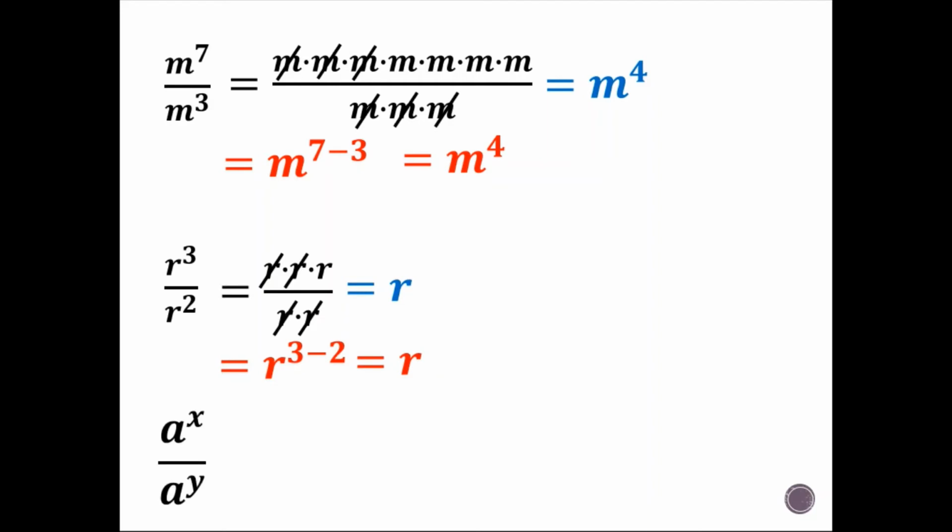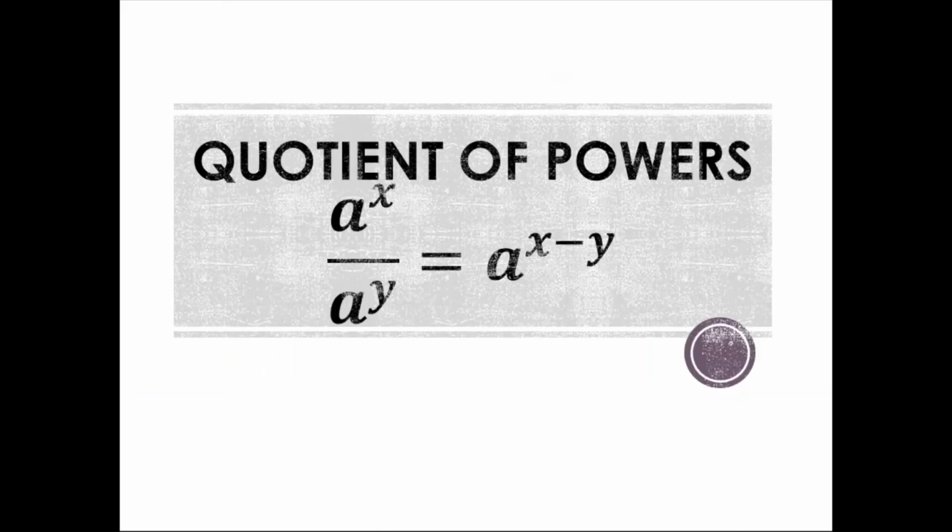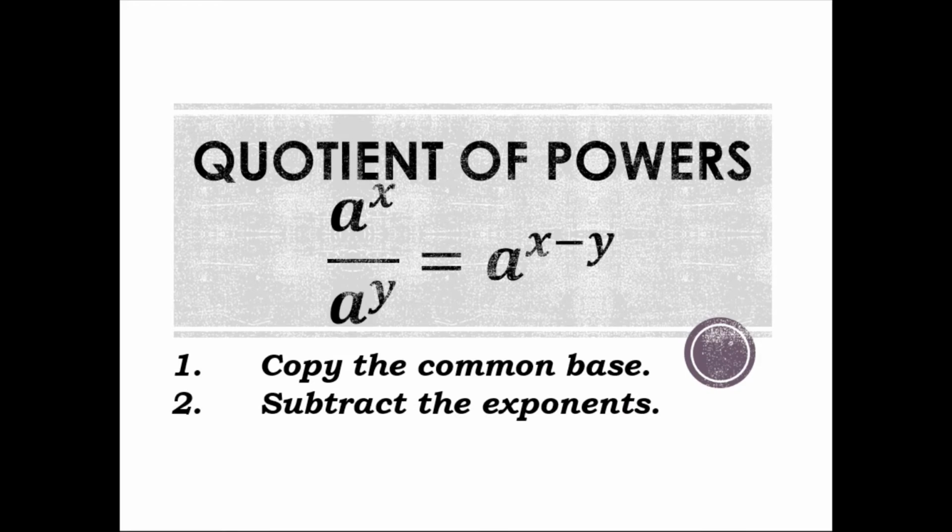So if I am to divide a raised to x and a raised to y, to do that, we will copy the base and then subtract the exponents. So you have a raised to x minus y. This is another law of exponent called the quotient of powers. And quotient of powers states that if you are to divide two powers having the same bases, copy the common base and subtract the exponents.